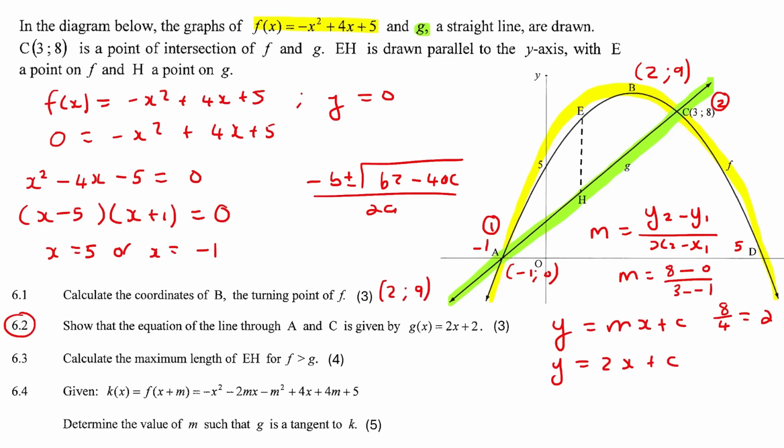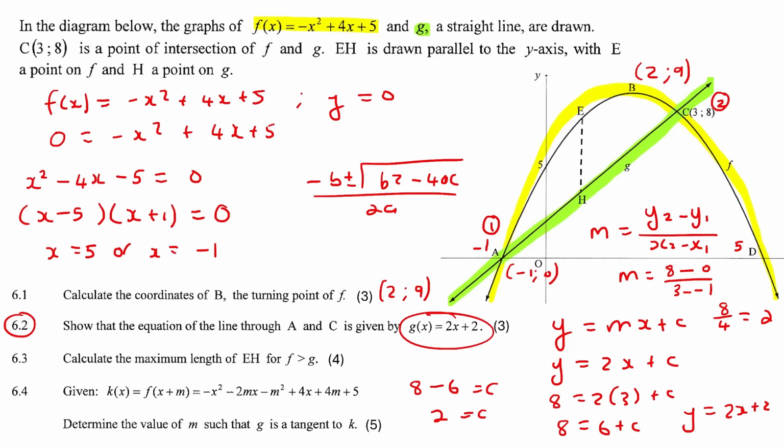To find c, we plug in any point on that line. We can plug in 3 and 8. So the 8 is the y, 3 is the x, and so 8 equals 6 plus c. To get c, I take the 6 over to the other side. So 8 take away 6, and so c is 2. And so therefore that equation would have to be y equals 2x plus 2. So let's just show that it was that. Haha, we did it. Well done, guys.